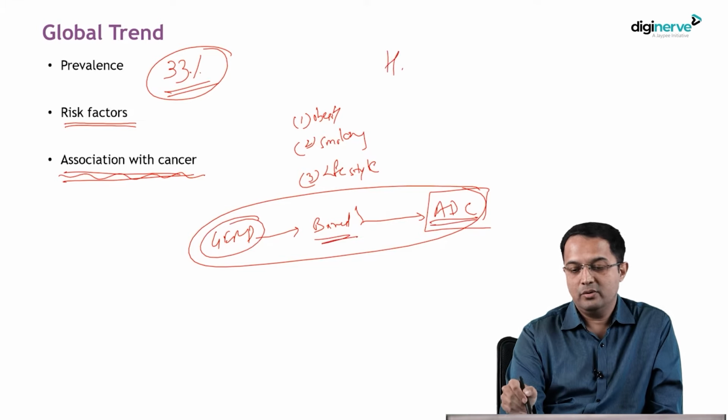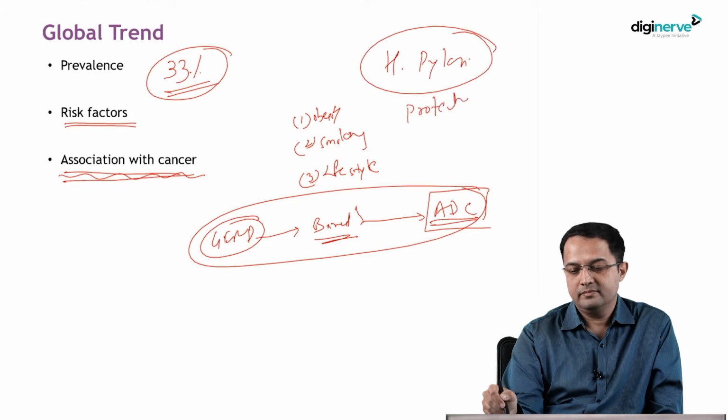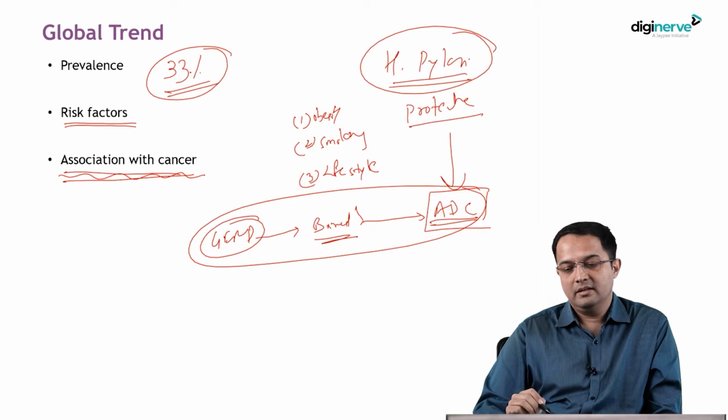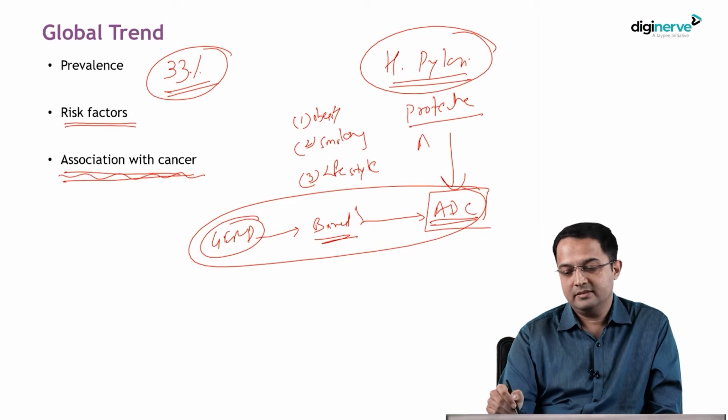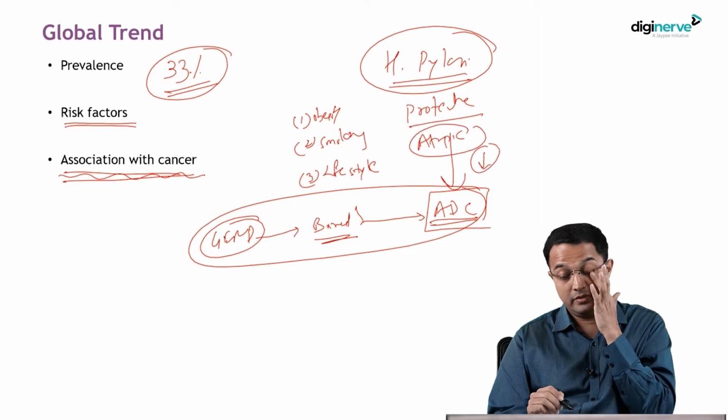The other thing we need to know is H. pylori infection. H. pylori infection is protective for this, because H. pylori infection causes atrophic gastritis, and then the acid secretion is less. So that's why it is protective for ADC.